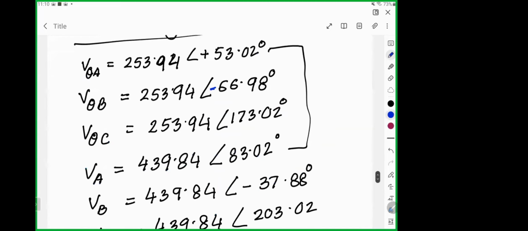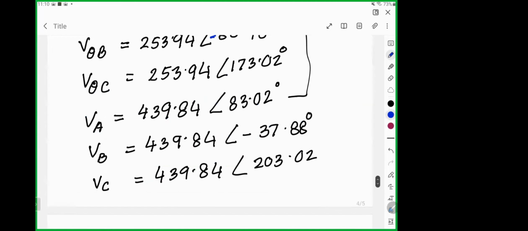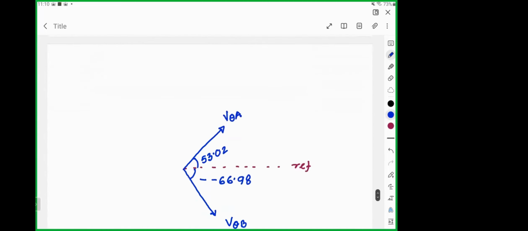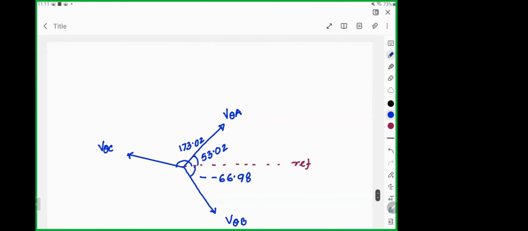And the last one is 173 positive. So that means we have to go this way. 180 is the straight line, so it will be slightly in the upward direction. And this will be my V theta C, and this angle will be 173.02, right? All right.